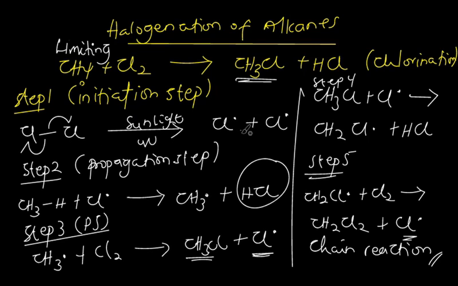So the first step is the only step in the reaction that needs the sunlight. After that, the other steps do not need the sunlight. In the absence of the sunlight, they can still continue to produce our product, which is a haloalkane.